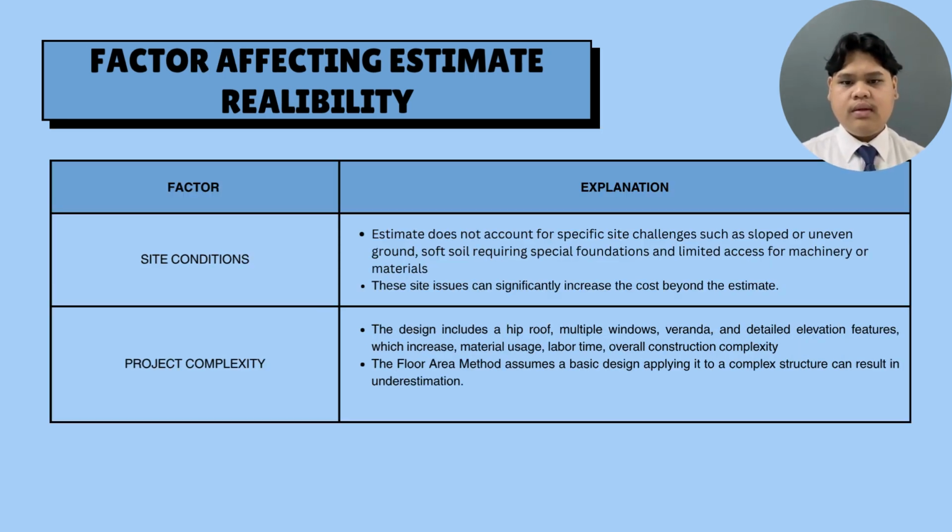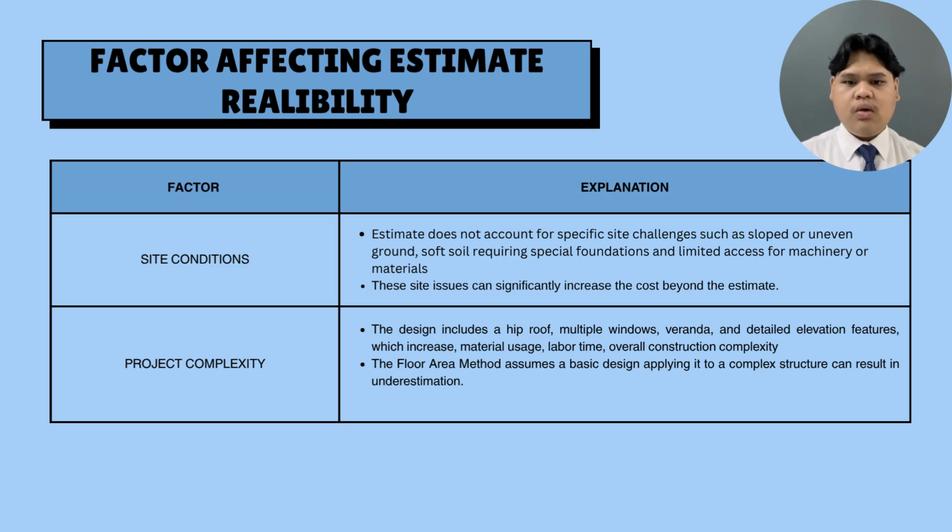Two additional factors that can affect the reliability of a construction estimate are site condition and project complexity. Site conditions such as slope or uneven ground, soft soil or limited access for machinery are often not fully accounted for in early estimates. This challenge can require special foundations or equipment, significantly increasing the final cost.